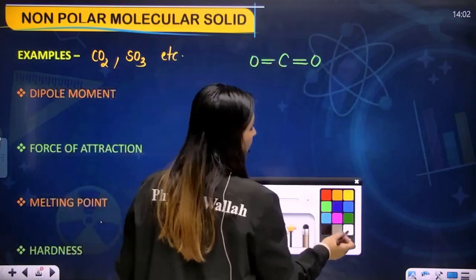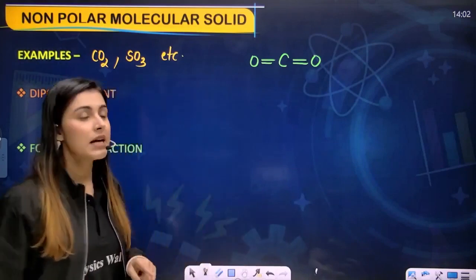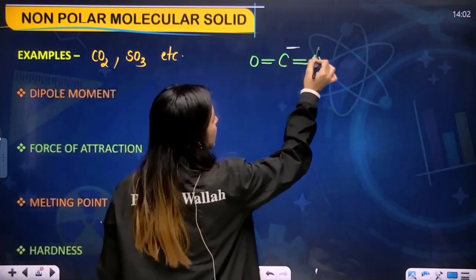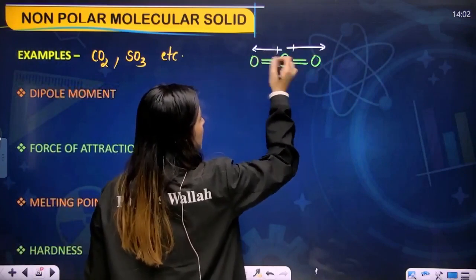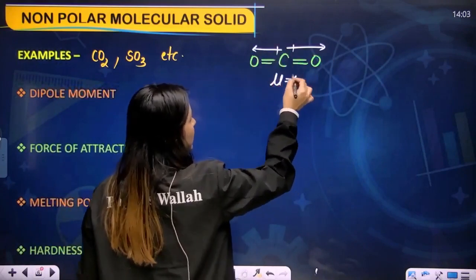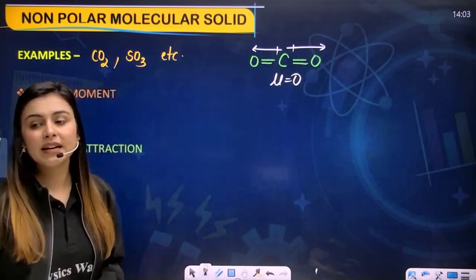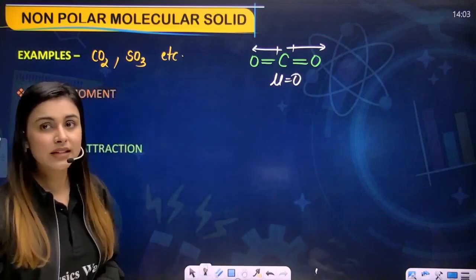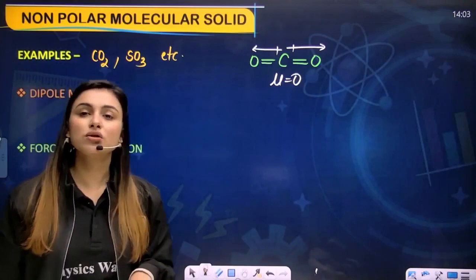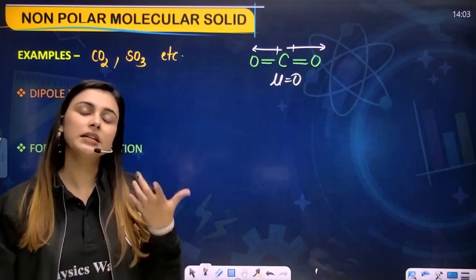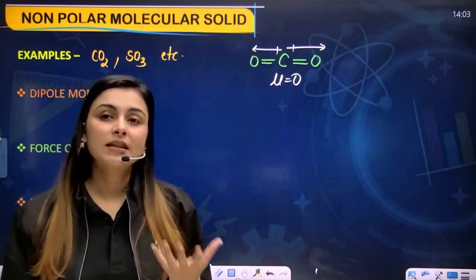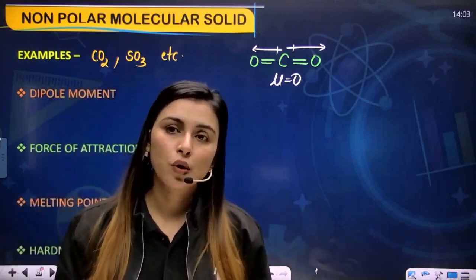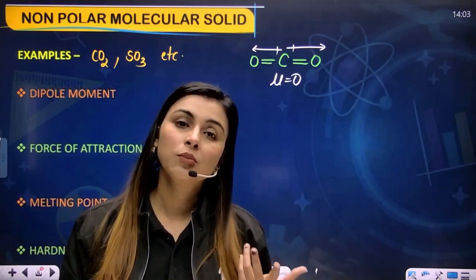I hope all of you remember how to calculate the dipole moment. Since oxygen is more electronegative, the dipole moments point in this direction, and they cancel out, so the net dipole moment comes out to be 0. Similarly, SO3 is also a symmetrical molecule, and that is the reason it is non-polar. So molecules which are symmetrical in shape will be non-polar molecular solids.